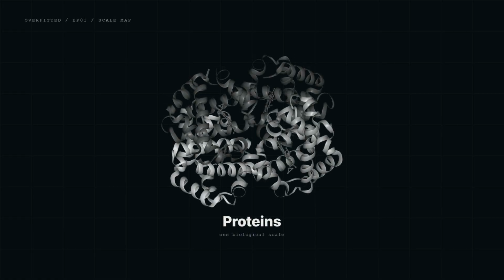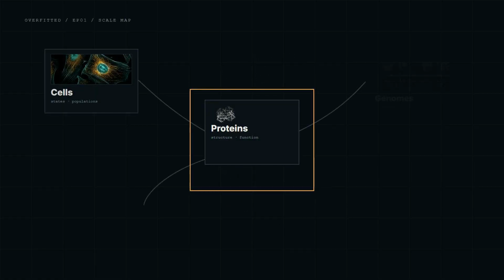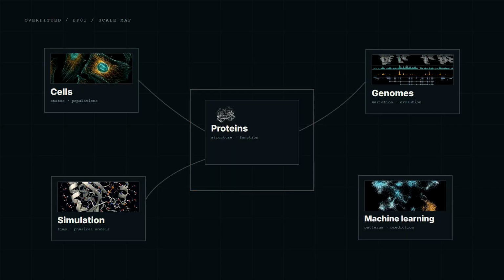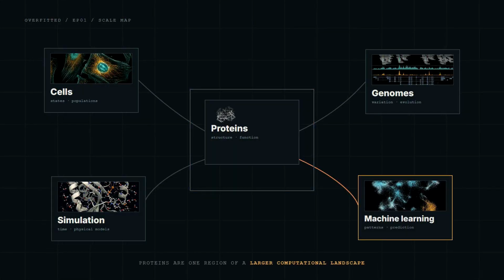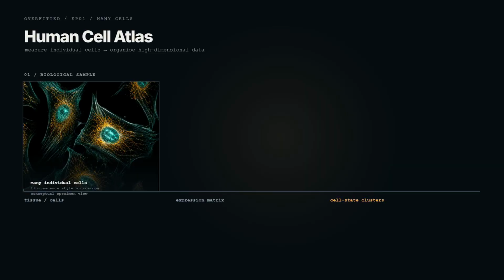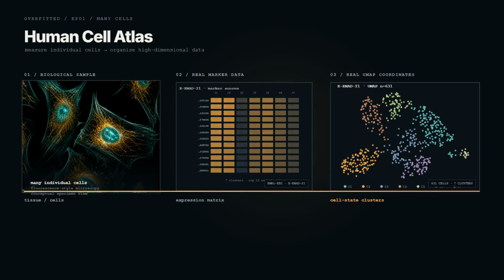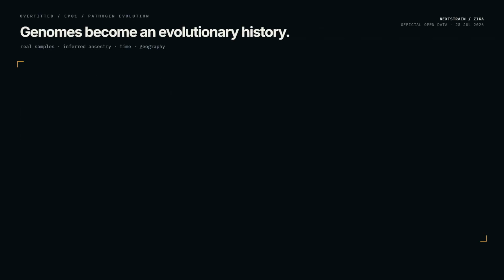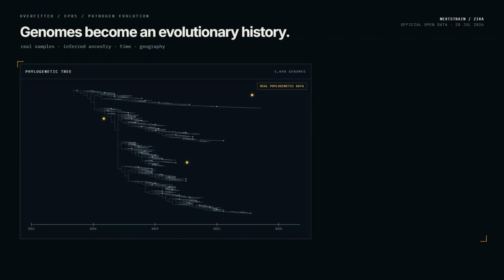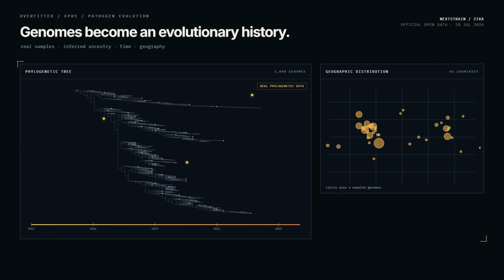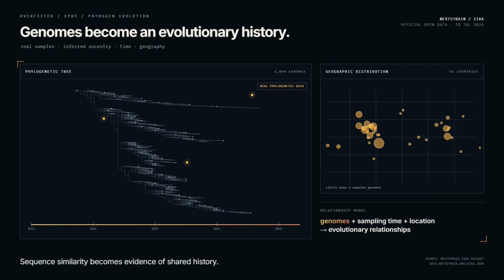Take human tissues. Modern experiments can measure the activity of thousands of genes in huge numbers of individual cells. That produces data that is impossible to understand by simply scrolling through a spreadsheet. Computational methods help group cells, compare them, and build maps of cell types across tissues. Or take pathogen genomes. If we collect viral sequences from different places and times, we can compare them to study how a pathogen population changes and spreads.